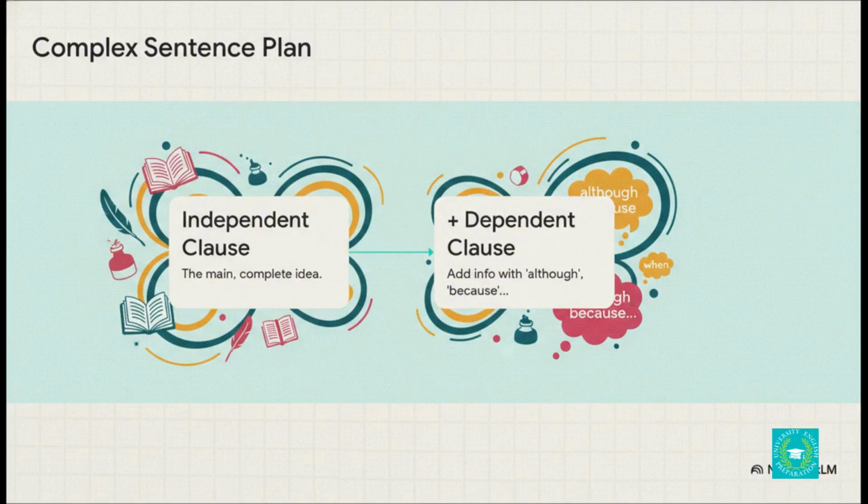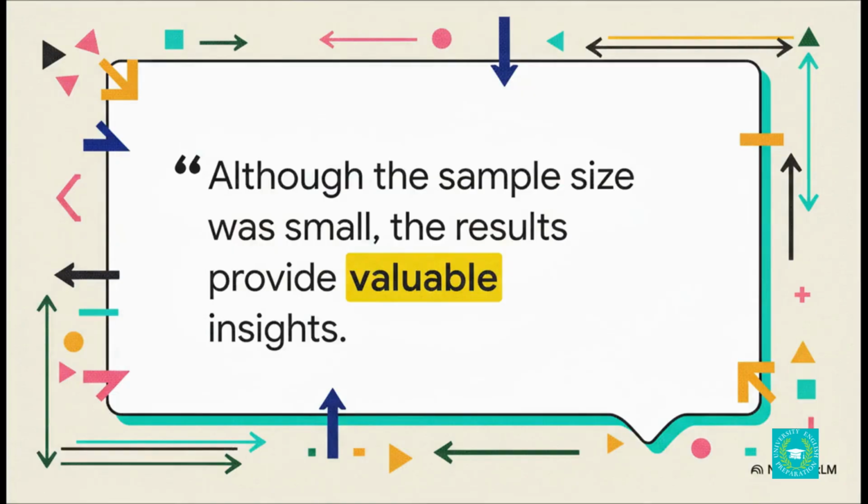That dependent part, which often kicks off with a word like although, because, or when, adds extra information. But remember, it can't stand by itself. It completely relies on that main clause for support and for its meaning. This academic example is just perfect.